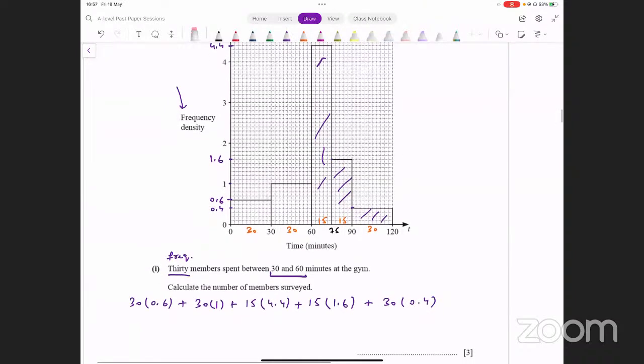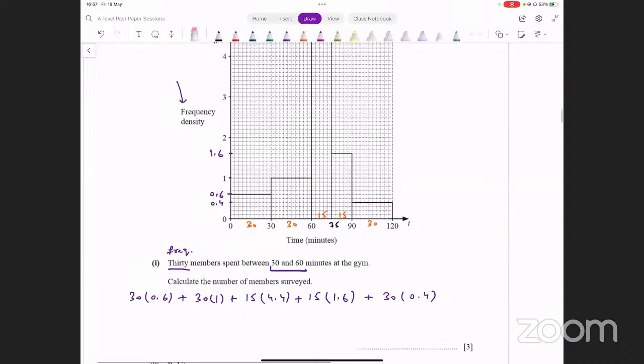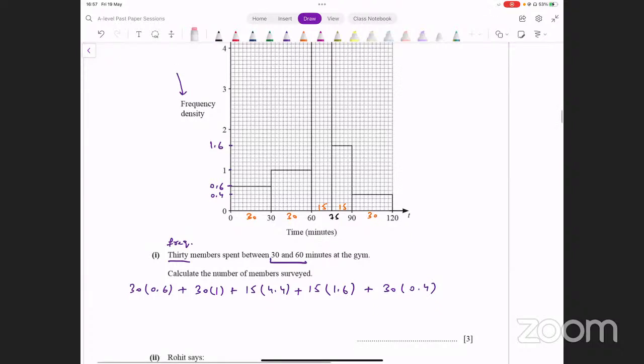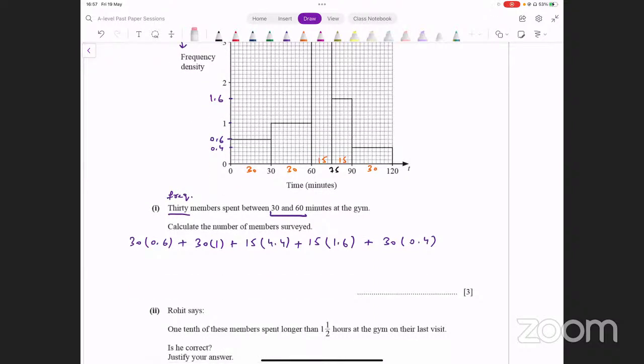Okay, ये आप कैलकुलेटर में डालें, इसका इवैल्यूएट कर लें, देखें आपके पास क्या आता है. That is going to give you the total frequency. 30 into 0.6 plus 30 plus 15 into 4.4 plus 15 into 1.6 plus 30 into 0.4. And that turns out to be 150. The total members हैं आपके पास इस सर्वे में, they're supposed to be 150. इन सबको टोटल करेंगे आपके पास 150 आ जाएगा. That's your final result here.